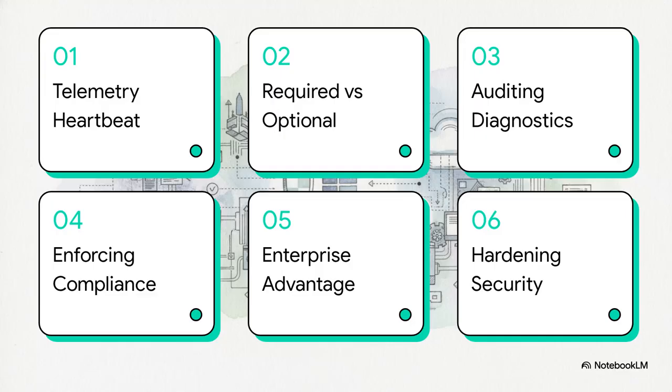Here is our roadmap for today. 1. The Windows telemetry heartbeat. 2. Required versus optional data. 3. Auditing your diagnostic data. 4. Enforcing telemetry compliance. 5. The Enterprise Edition Advantage. And 6. Hardening workstation security. Let's jump right in.